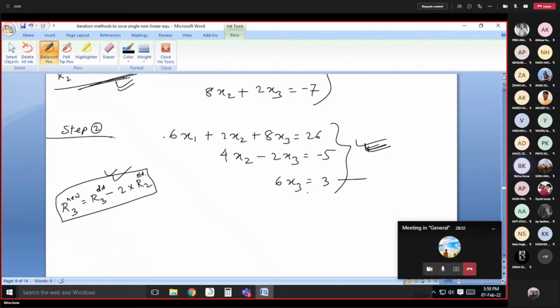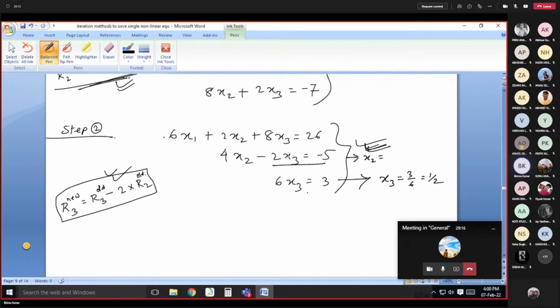In this system, from the last equation, you can solve x3 easily. What is x3? 3 by 6, that is half. After getting x3, from the second last equation, can you solve x2 easily? Yes sir. After simple calculation, you bring all that term to the right hand side, you will get x2. What is x2 then? Minus 3/4.